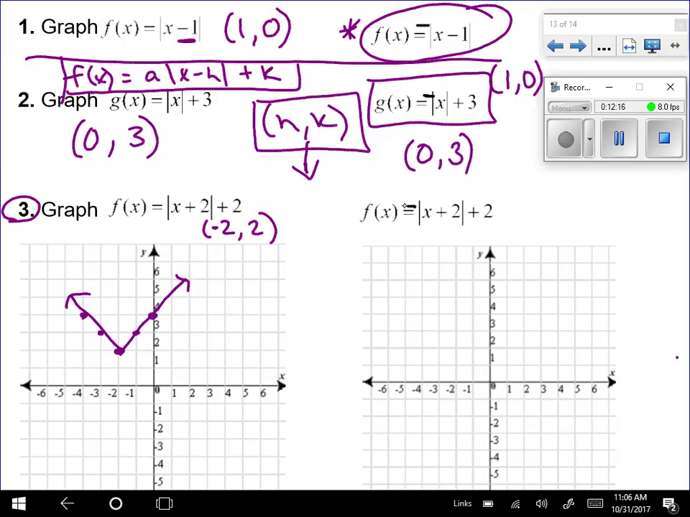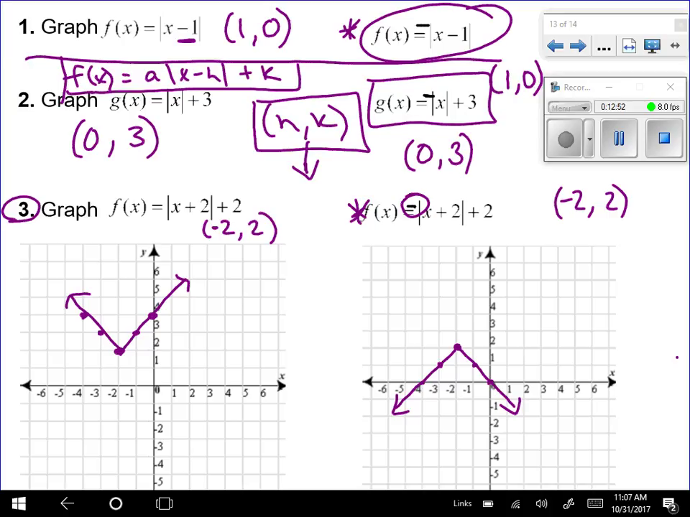All right, so then we're moving over to this one here. If we look at our vertex again, since it's a plus, this is going to be a negative 2, and then out here it's 2, so it doesn't change. The only difference here, negative 2, 2, is that it's going to be heading down because we have a negative. So over 1, down 1, over 1, down 1, over 1, down 1, over 1, down 1. This would be our graph, and you could check that if you would like. There we go.